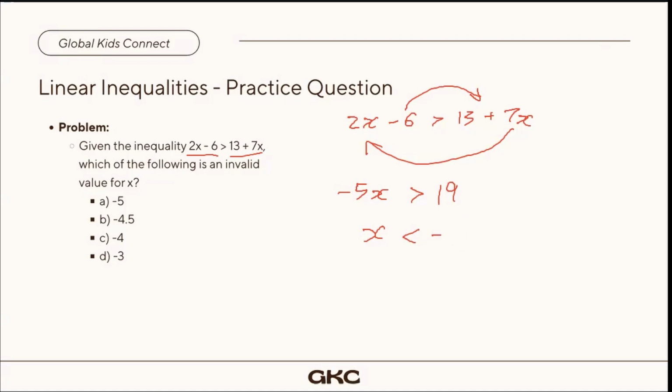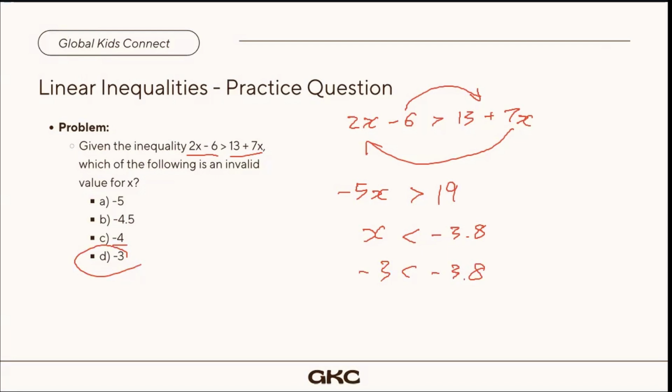That is correct. So if we have this here, we can see that from the answer choices. We'll take a look at each one individually. If we say x is negative 5, then it does make sense because negative 5 is smaller than negative 3.8. If we take a look at answer choice B, negative 4.5, also the same case, it is smaller than negative 3.8. For negative 4, it is still smaller than negative 3.8. And so the only value for x that is invalid can be answer choice D of negative 3, because negative 3 is bigger than negative 3.8.